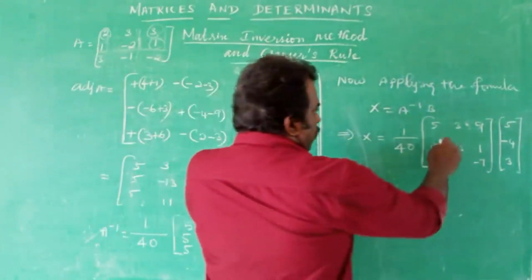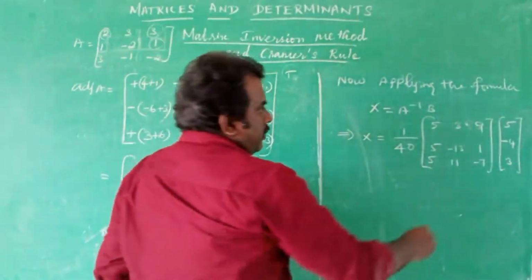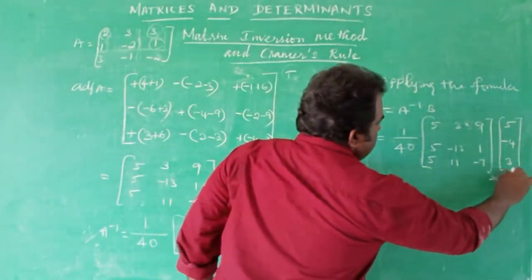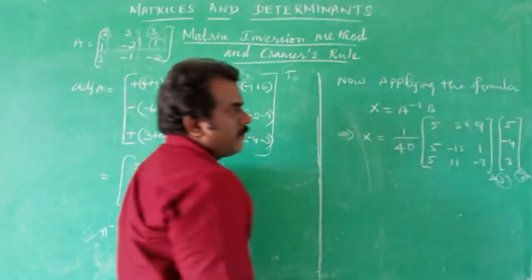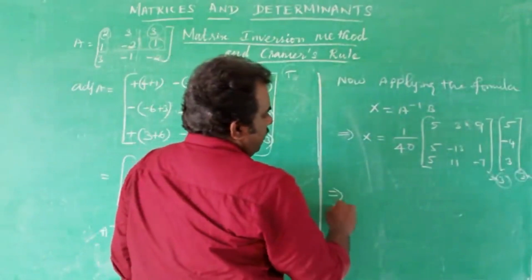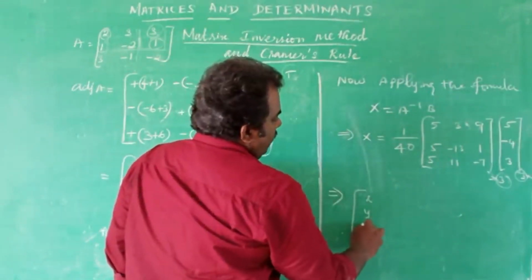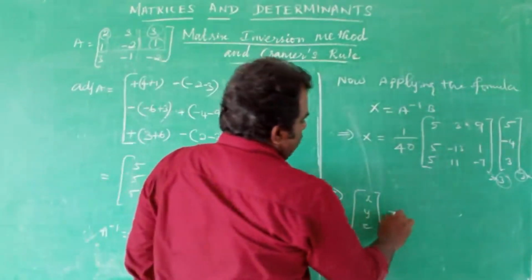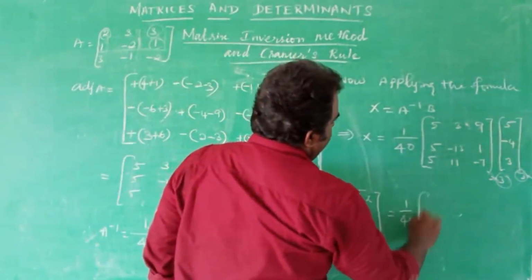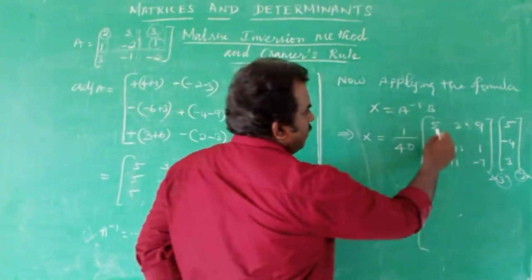Usual matrix multiplication of row by column method, so we can solve this. This is a 3 cross 3 matrix and this one is a 3 by 1 matrix. Solving this, we get a 3 by 1 matrix again. So this can be written as x, y, z. The column matrix X contains three unknowns x, y, z, which is equal to 1 by 40 of the usual row by column multiplication.